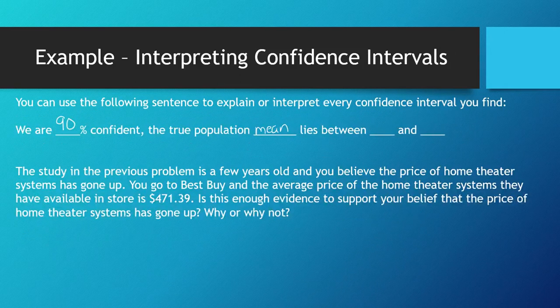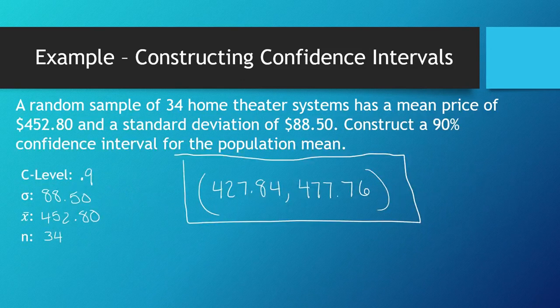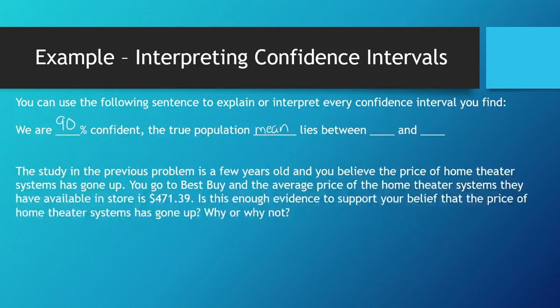Okay, so now a question for you. The study in the previous problem is a few years old, so you think, you know what, the price of home theater systems has to have gone up. So you go to Best Buy and get your own little sample, of all the home theater systems that they have in the store, and the average price there is $471.39. Now our sample was $452.80, and you found $471.39.